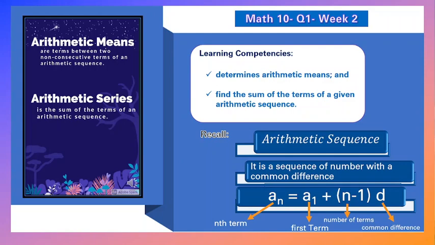Focus of our discussion is about arithmetic means and arithmetic series. Arithmetic means are terms between two non-consecutive terms of an arithmetic sequence, whereas arithmetic series is the sum of the terms of an arithmetic sequence.